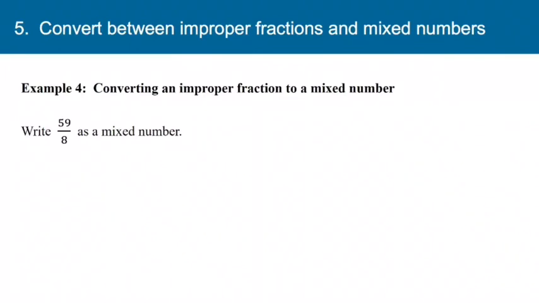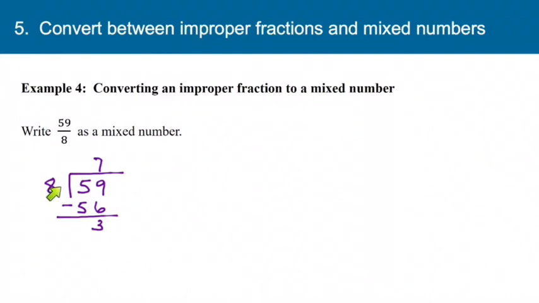So first we'll have to remember that this fraction bar represents division. So we'll say 59 divided by 8. It's always top number on the inside, bottom number on the outside. And now ask yourself, how many times does 8 go into 59? Well, we know that 8 times 7 is 56. So I'll say that 8 goes into 59 7 times. Multiply back and subtract, and we see that the remainder there is 3.